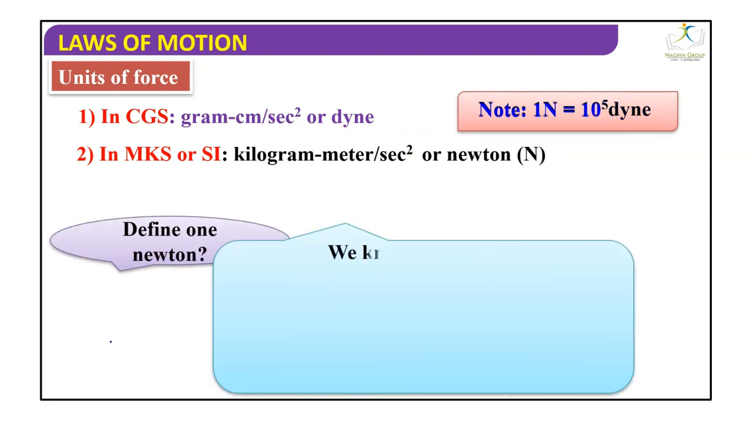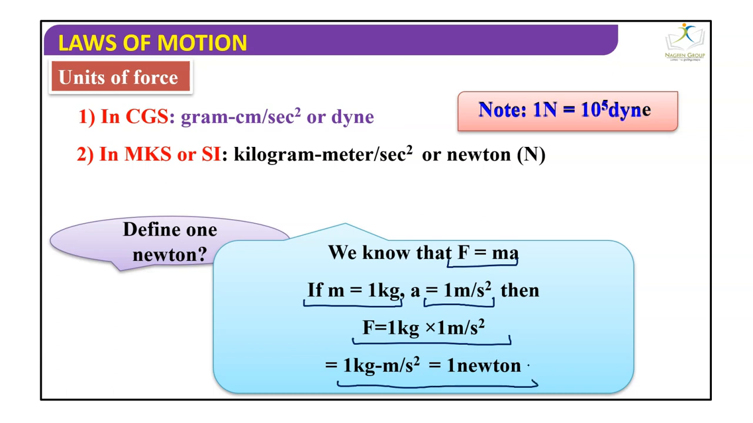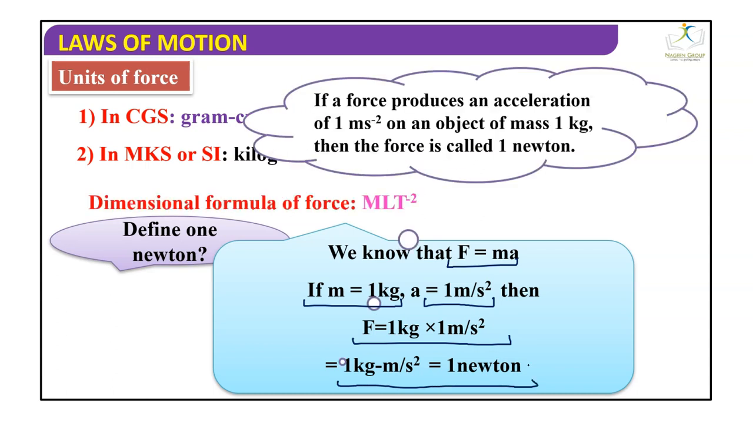So define 1 Newton. We know that this formula is very famous, that is F equals ma. Now, if m equals 1 kg and a equals 1 meter per second square, which is the unit of acceleration, then we get 1 Newton. That means if a force produces an acceleration of 1 meter per second square in an object of mass 1 kg, then the force is called 1 Newton, whose dimensional formula is MLT minus 2.